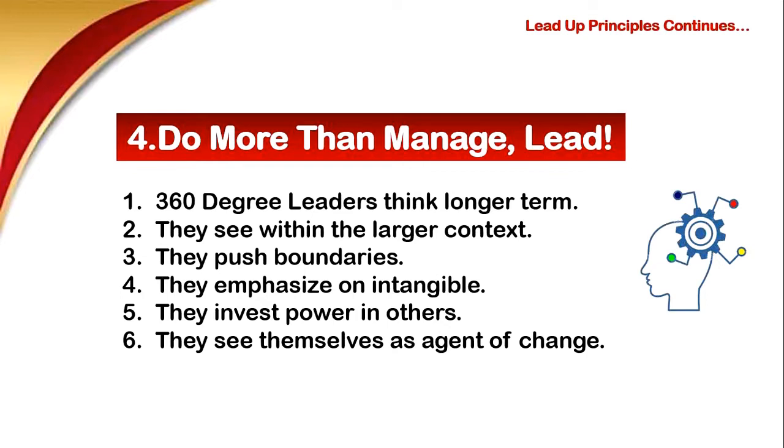First one is 360-degree leaders think longer term. They never go for the shortcut way. They always think longer term and they see within this larger context. Now they push boundaries. They are not willing to stay within limitations, like they always try to push themselves to spread out. They always want to cross the boundary line.